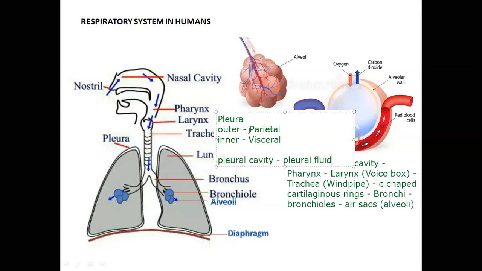Lungs are divided into lobes also. I am coming to that point. I am explaining everything slowly. Durga, I am coming to the third diagram as well. Please wait.